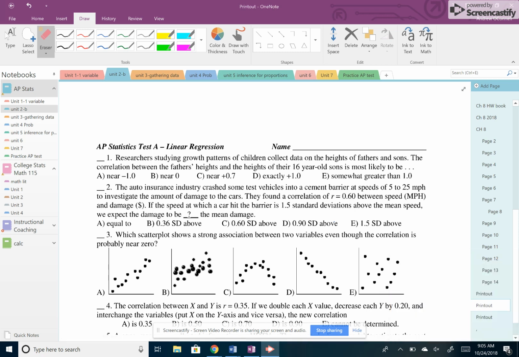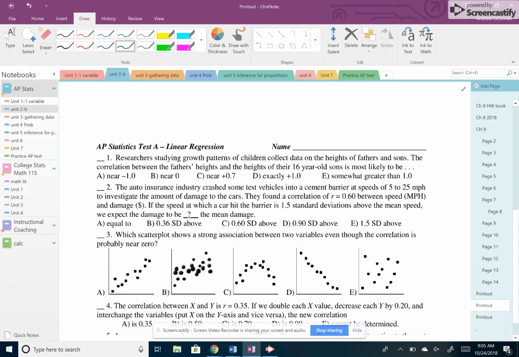All right. So this is a quick review for your Unit 2 test on scatter plots, correlation, and least squares regression lines, and residuals, and all that good stuff. So number one, researchers studying growth patterns of children collect data on the heights of fathers and sons.